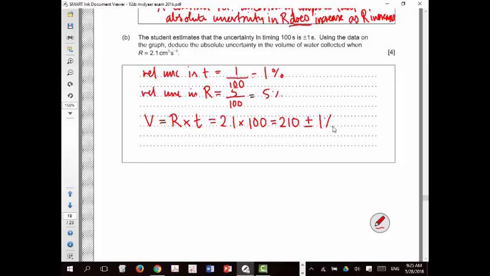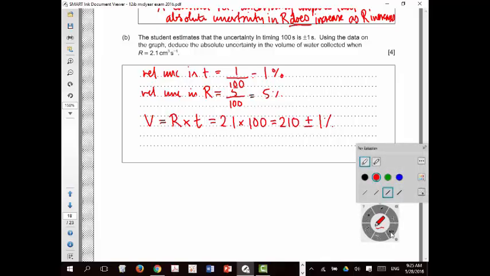Okay, the absolute, so not 1%, what am I thinking? Let's fix that. It is plus or minus 1% plus 5%, which is 6%. Because when we multiply values, we're going to add the relative uncertainties.